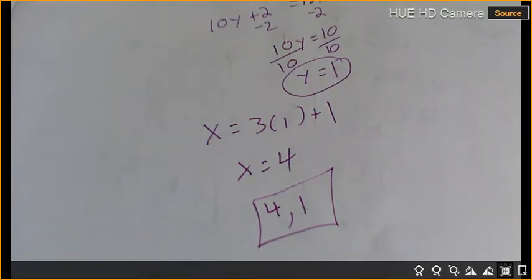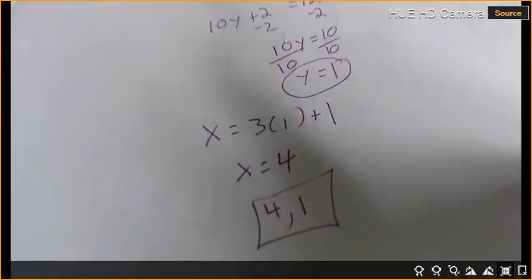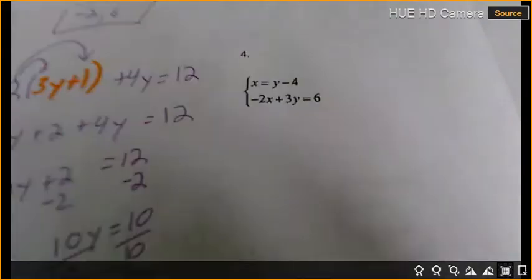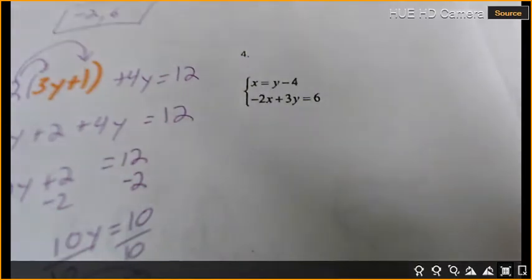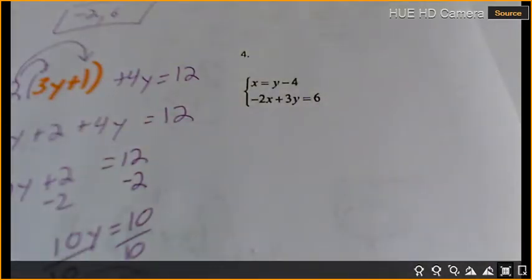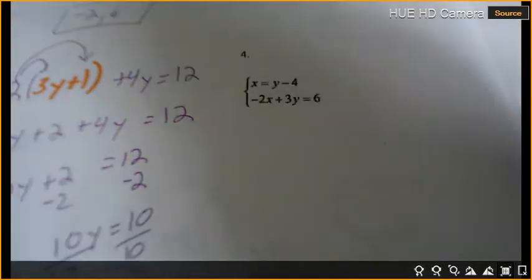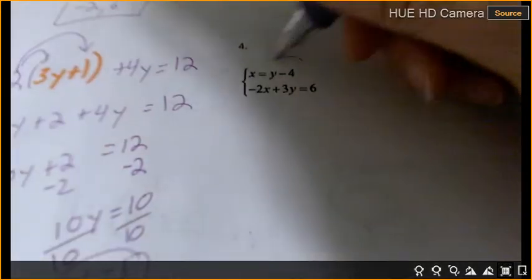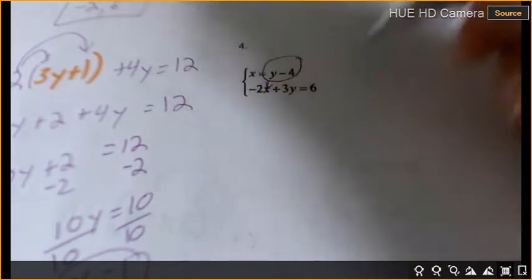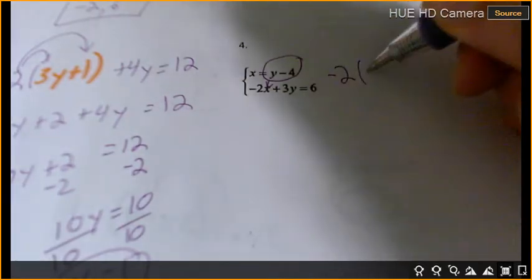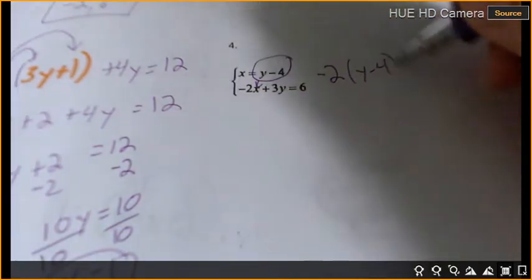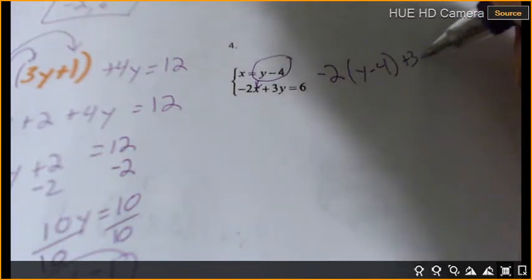Nope, top one. Okay. All right. We're going to do one more, and then I'll give you homework. It's just like this, though. I want to do one more because we've only done one where we plug in stuff for x. So I'm going to take this right here. I'm going to plug it in for x. Negative 2 times y minus 4 plus 3y equals 6.